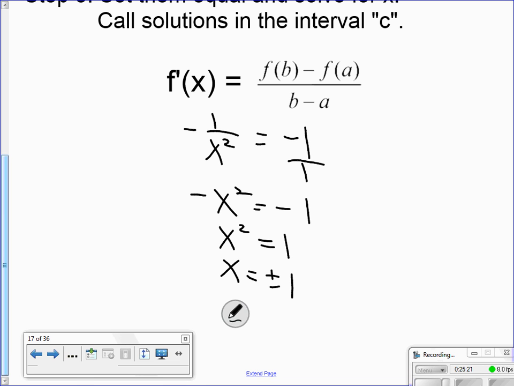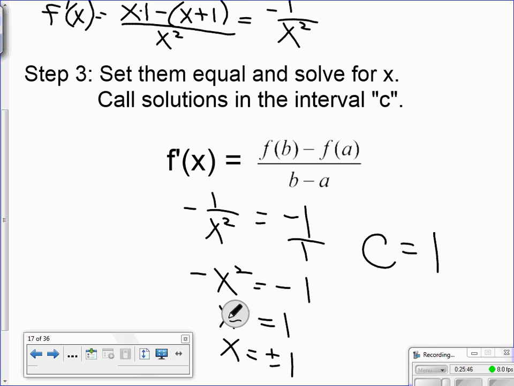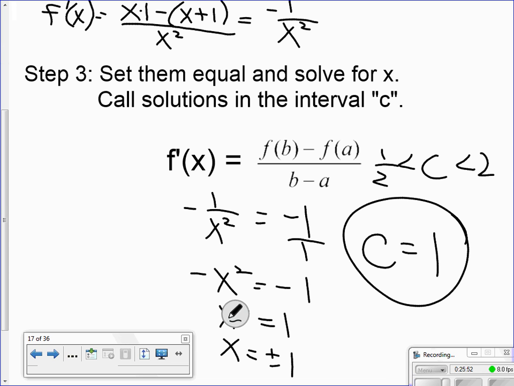Now the thing is with the mean value theorem, it guarantees there's going to be a value c between a and b. So are both of these answers, 1 and negative 1, between our values a and b? So which one gets the title of c? The positive one. So c is equal to positive 1 because c has to be between 2 and a half. It can't equal a half. It can't equal 2. The mean value theorem guarantees there's a number c, at least one. You might get more than one answer, but at least one value has to be between a and b.